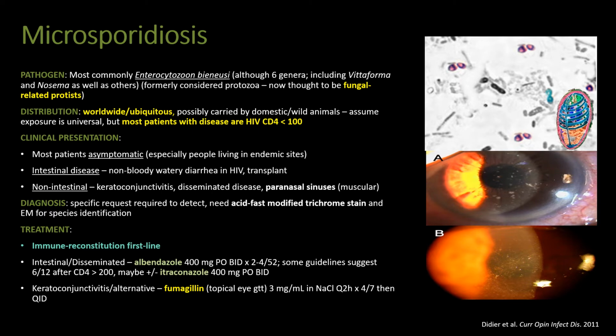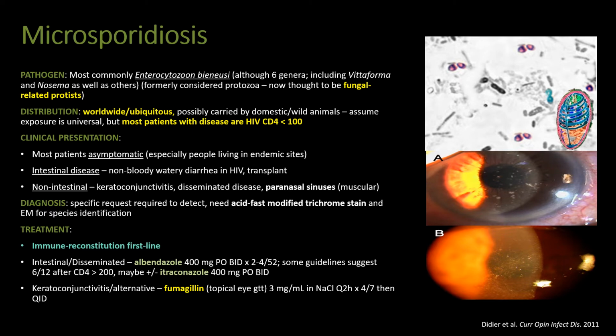Essentially, we should consider exposure universal in patients who may have disease related, but in particular AIDS patients with CD4 counts less than 100. Most patients do not develop disease, calling into question whether it is a relevant pathogen or surrogate for a pathogen. But some patients have had reported intestinal disease as watery diarrhea, and some genera have been known to cause specific disease like keratoconjunctivitis and even paranasal sinusitis.